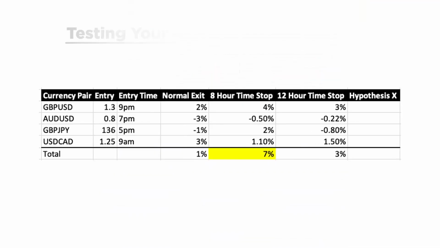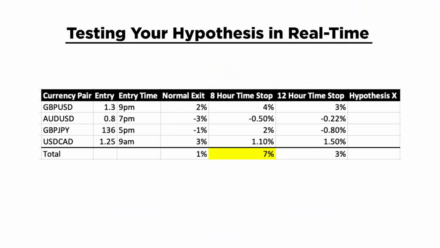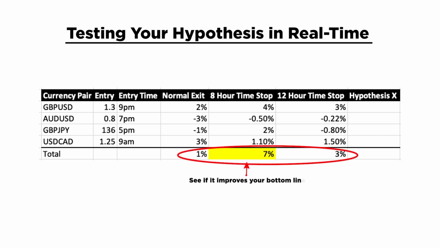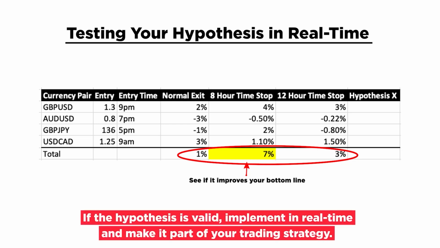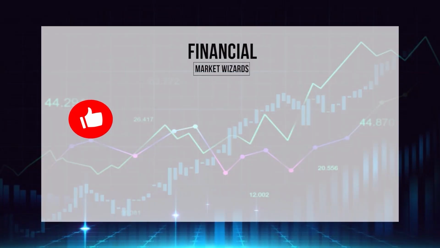Step 3. Test your hypothesis in real time over a series of trades. Compute the total results and see if it improves your bottom line. If it doesn't, abandon the hypothesis and restart the process. And lastly, step 4. If the hypothesis is valid, then implement it in real time and make it part of your trading strategy. And that's it for this video.